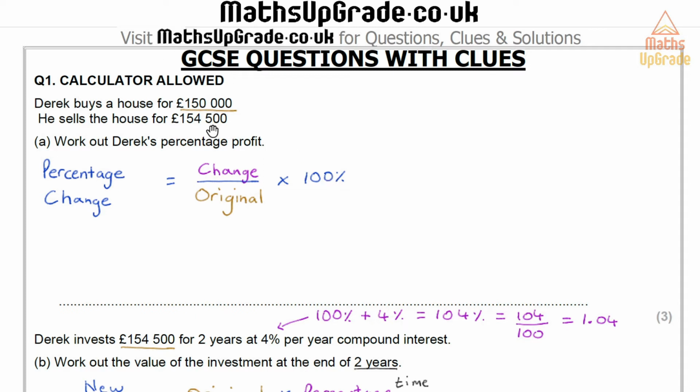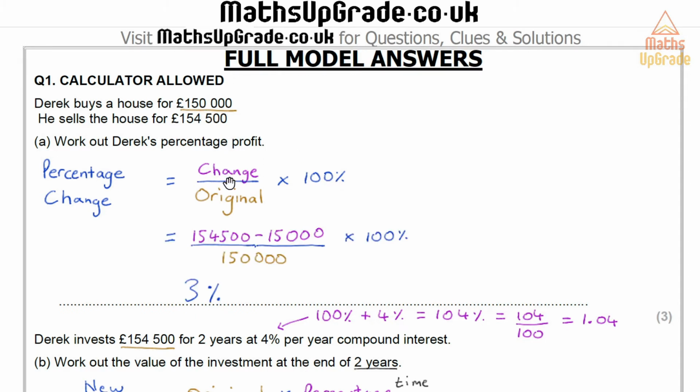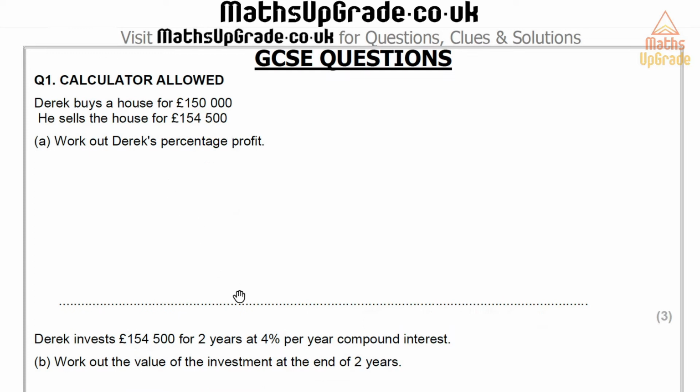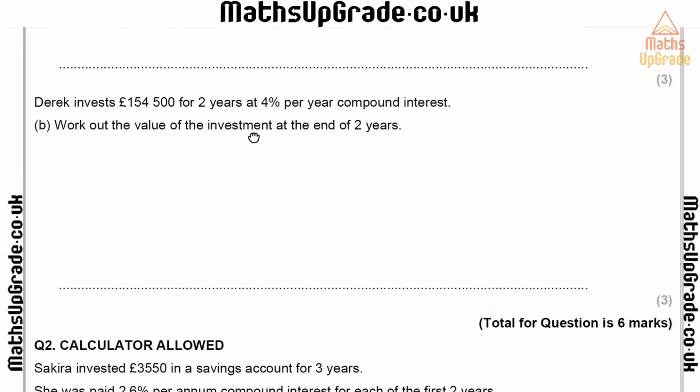So since the change is the difference here, the difference is just £4,500. If I divide that by 150,000 and times it by 100%, I'll get 3%. So that's the first 3 marks. In the second part of the question here, this is my compound interest question. Invests that final amount for 2 years at 4% per year compound interest. Work out the value of the investment at the end of 2 years.